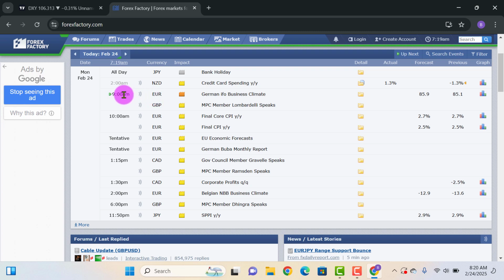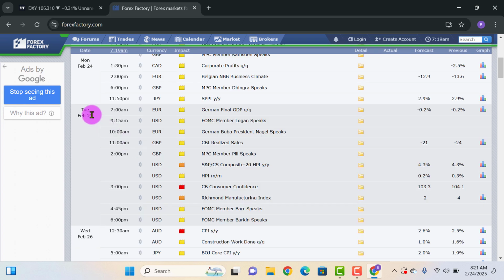At what time? At 9 a.m. My Forex Factory is set for GMT +1, so you may need to reset yours to reflect your country's local time. Okay, then you can see all the yellow boxes are indicating low impact. So we may have a very slow day today because today is Monday, and Monday usually we have a very small average price delivery.